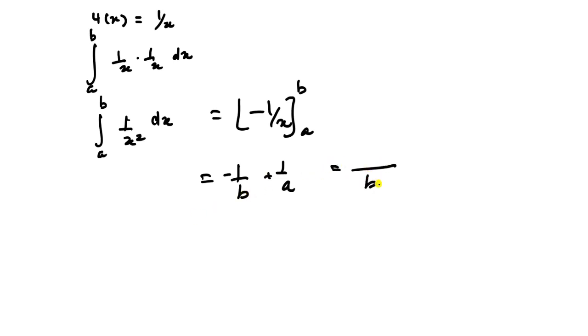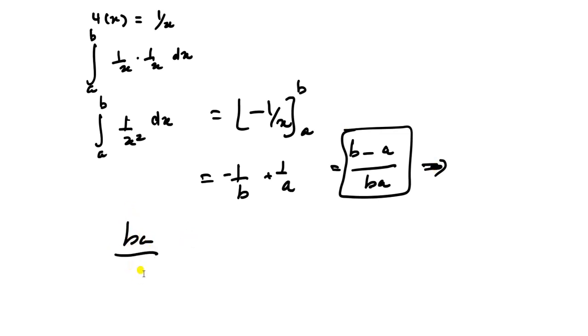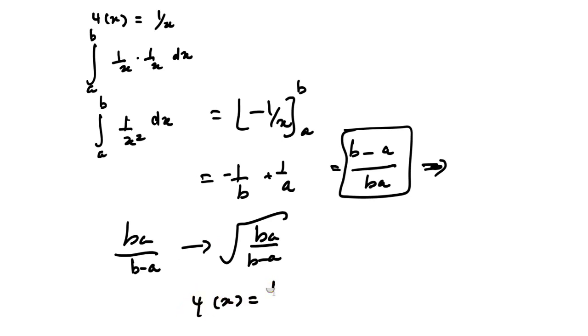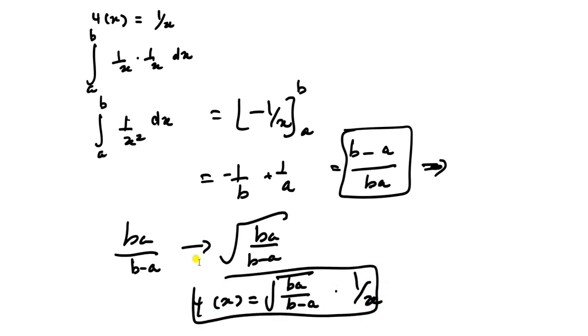So you can write it as b minus a by ab. So this is the square of the integral part. So it is reversed, ab by b minus a, and taking the square root, square root of ab by b minus a is attached to the wave function, that is psi x is equal to square root of ab by b minus a into 1 by x. So this is a normalized wave function.